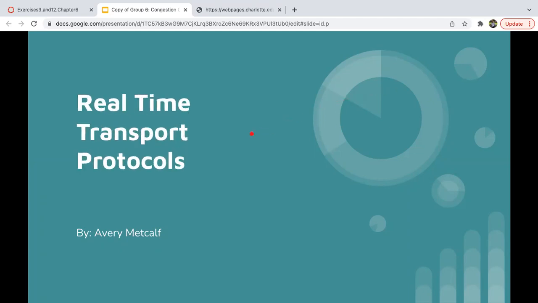I'm going to be talking about the real-time transport protocols. The RTP is a way of structuring data packets so that they can be delivered across the internet at fast speeds and reassembled into a smooth flowing stream suitable for delivering voice or multimedia in a natural way. Without such protocols, voice over IP would be impossible.